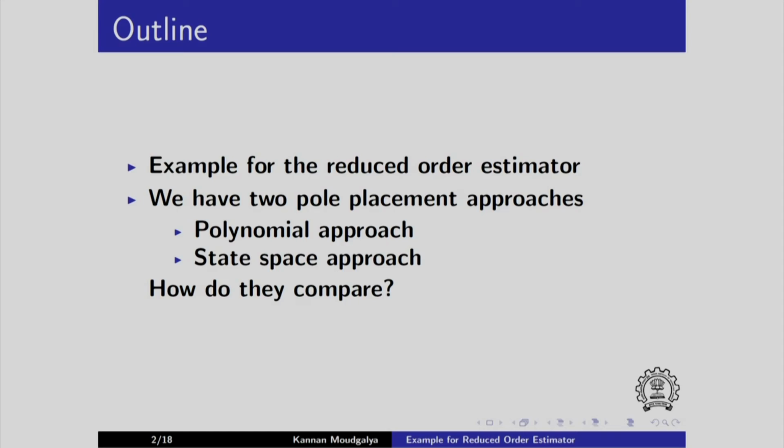Welcome to this lecture on reduced order estimator example. We will present an example for this approach. Now we have two pole placement approaches, polynomial approach and state space approach. How do these two compare?